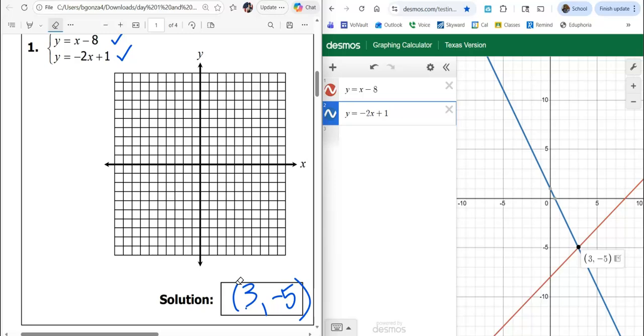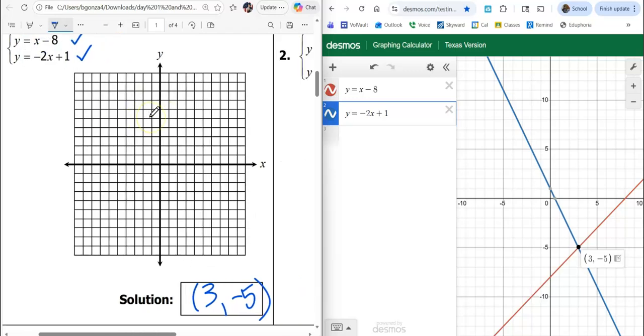I'm wide awake. All right, there it is. Now, do you think every question is going to be that easy? No. All right, let's look at number 2.